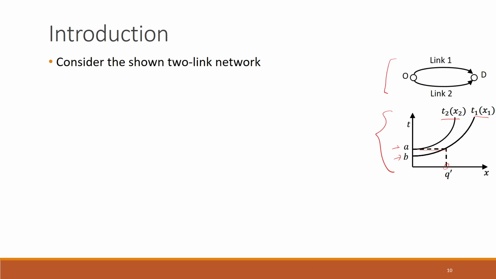So this is that flow on link 1 at which the travel time on link 1 becomes equal to the free flow travel time on link 2. What is the free flow travel time on link 2?